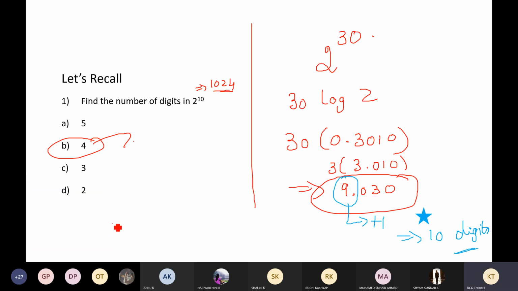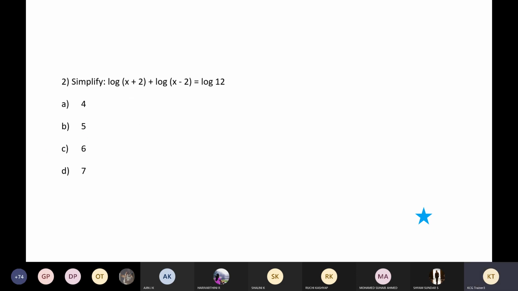Guys, are you all clear with this question now? Please tell me if you are clear. Super. Okay, guys, next question. Come on, guys, try this question on your own. I'll give you a minute and then we'll discuss.